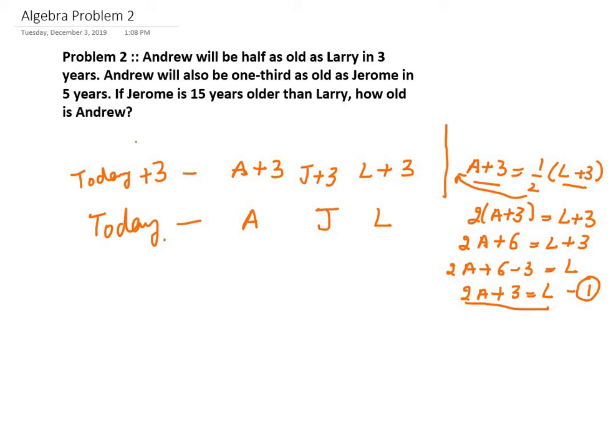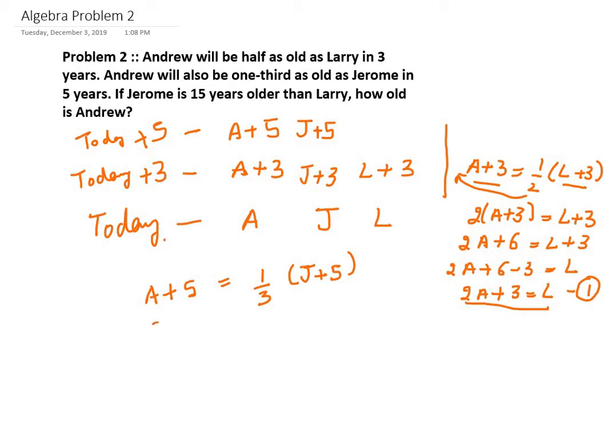Now they are talking about a further 5 years. Today plus 5 years. They are saying that Andrew will be, so how much will Andrew be in 5 years? A plus 5 will be 1/3 as old as Jerome in 5 years. So how much will be Jerome? J plus 5. J is the age of Jerome today. So what will be the situation? Andrew will be A plus 5, will also be 1/3 as old as Jerome in 5 years. A plus 5 equals 1/3 (J plus 5). This is the second equation.